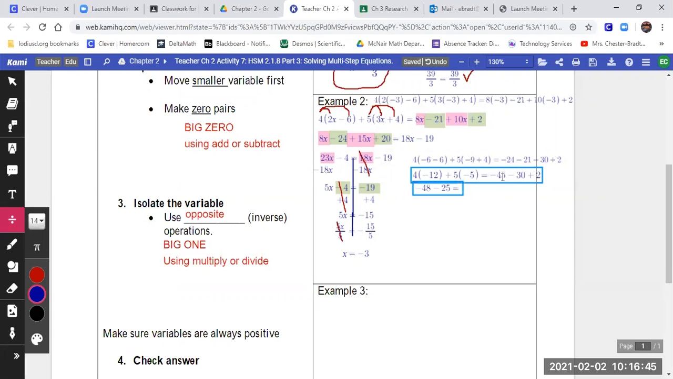Now on the right side, it says -45 with -30. What is that? It's -75, plus 2. Okay. Now, the left side says both are negative. That means I'm going to add them together and keep that negative. So it's a negative what? 48 plus 25. What does that give me?